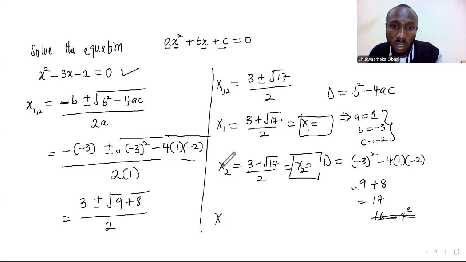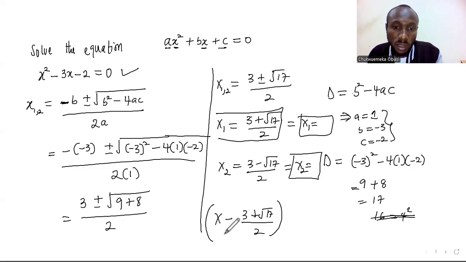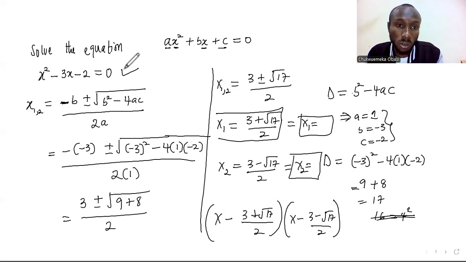So if I want to factorize this, my answer is going to be like this. Let me say this is x1, this is the root, so I'm going to take this one inside. It's going to be x minus 3 plus root 17 over 2, like this. Then the other one will be x minus 3 minus root 17 over 2. So this is the factored form of this quadratic equation.